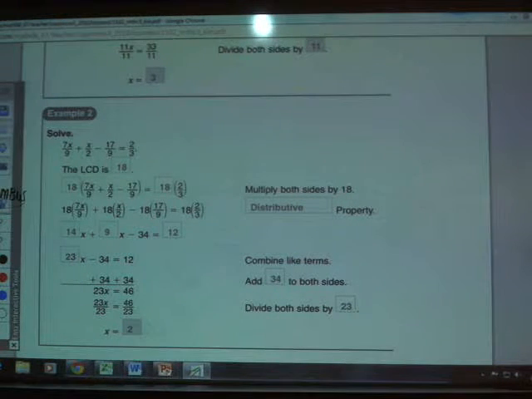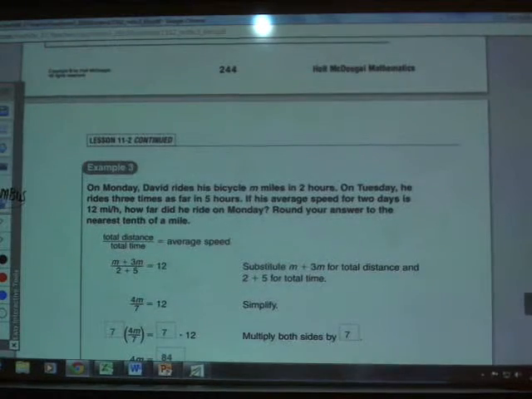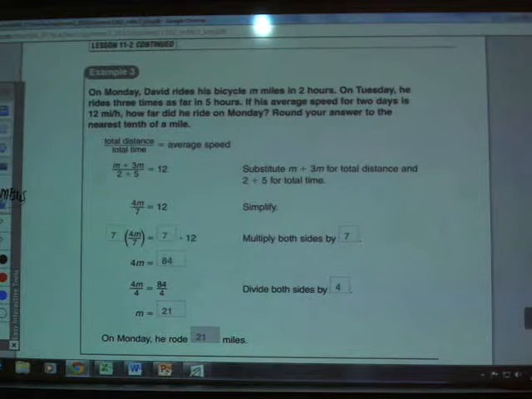All right, let's go ahead and keep going here and take a look at number 3. It says on Monday, David rides his bicycle M miles in 2 hours. On Tuesday, he rides 3 times as far in 5 hours. If his average speed for 2 days is 12 miles an hour, how far did he ride on Monday? Rounding our answer to the nearest tenth of a mile if we need to.